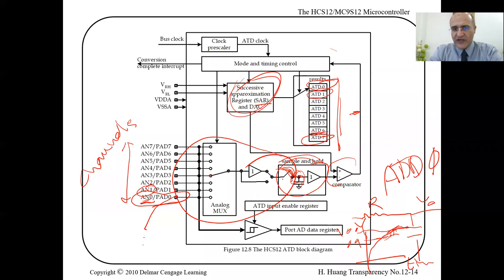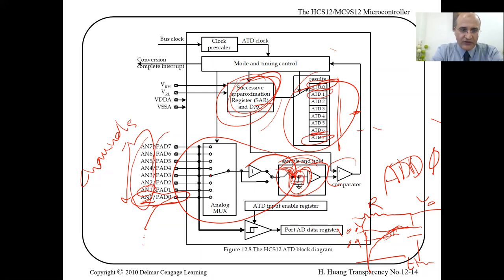Then, when you disconnect, you want to hold the value. For how long do you want to keep it in this capacitor? Longer will give the successive approximation logic more time to do more accurate convergence and get more accurate data, but it is at the expense of time. This is something we're going to talk about next time.